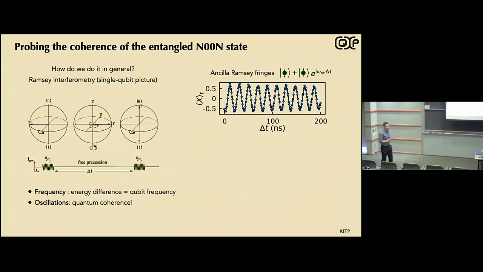Why do we do Ramsey interferometry in general? Well, the oscillations already tell us that we have a coherent superposition. I'm just telling you what happens in a single qubit case. And the frequency, for us experimentalists, is a great way to calibrate the qubit frequency. That's the most precise way we can calibrate our qubit frequency. So I'm showing here the data for our ancilla qubit when it is uncoupled from our lattice. And this is its fringe frequency with some reference frequency.